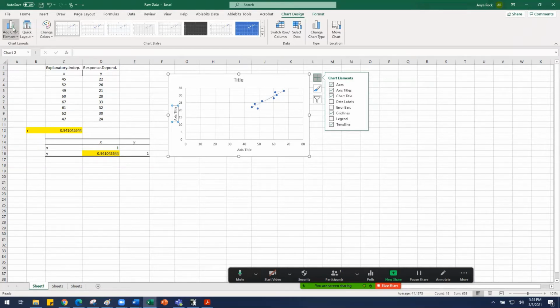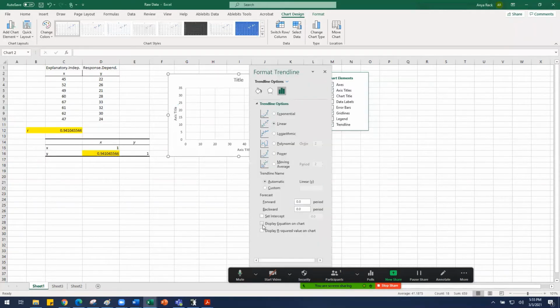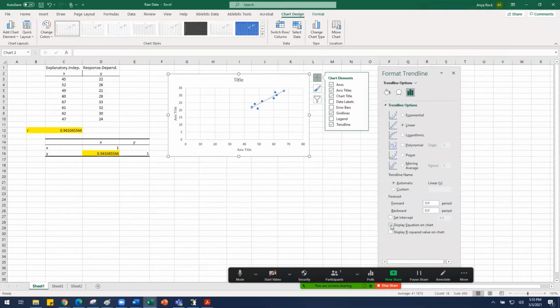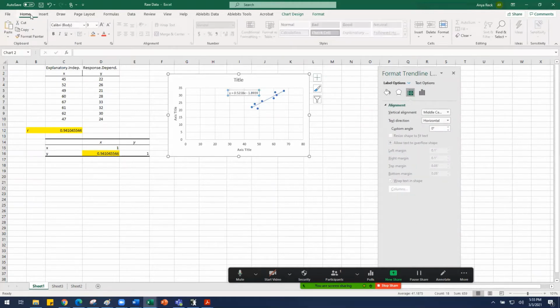You can also go over to the top where it says Add Chart Elements, Trendline, More Trendline Options. And at the bottom of these options, it says Display Equation on chart. And so there's our linear regression line.